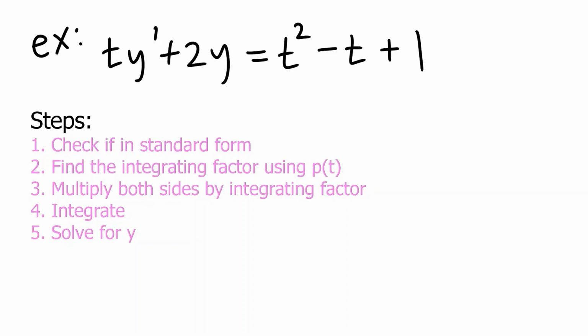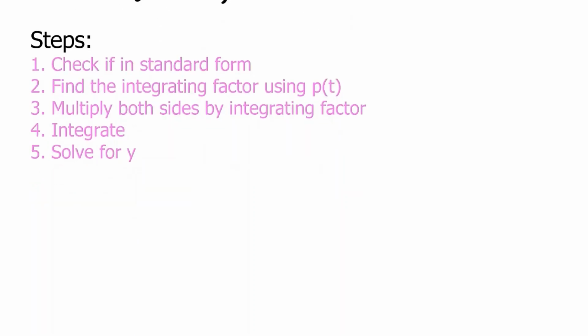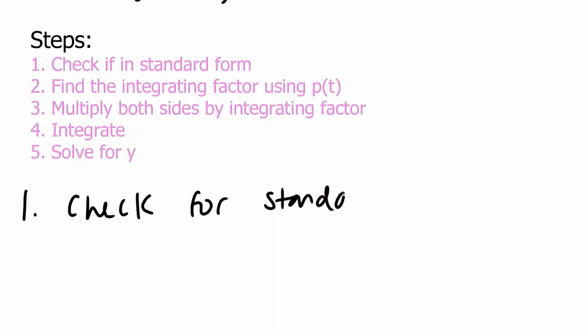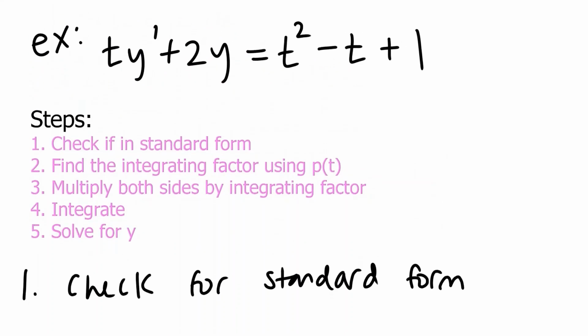So let's do the first step. I'm going to write that down here. Actually, let's use black. So, check for standard form. Sorry about my handwriting. If we go back to the problem, we see that our equation is t y prime plus 2y equals t squared minus t plus 1. And if we recall what standard form is: y prime plus p of t, y equals g of t.